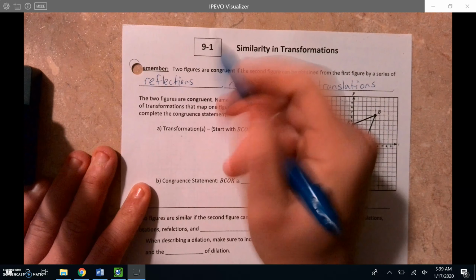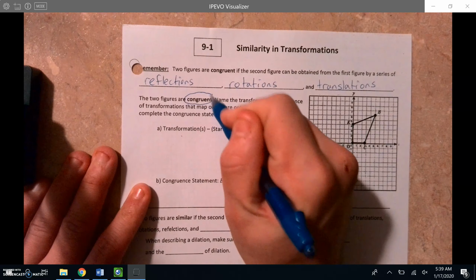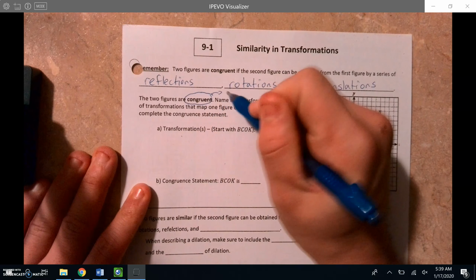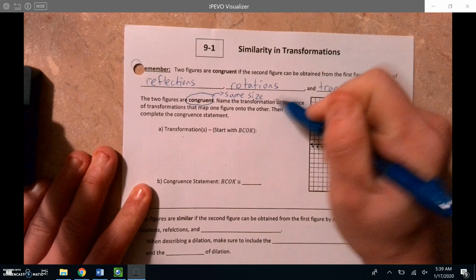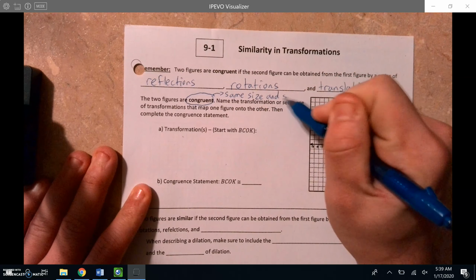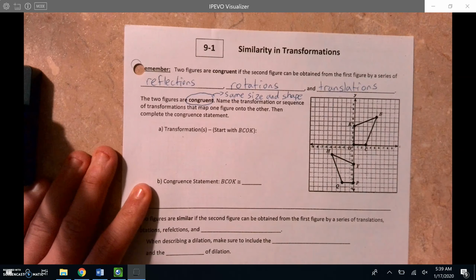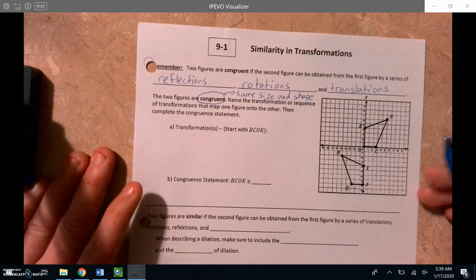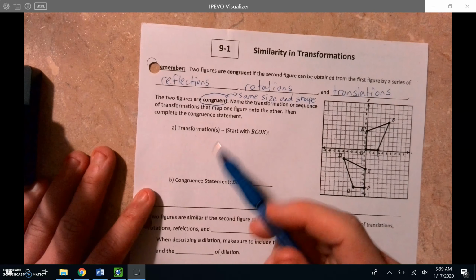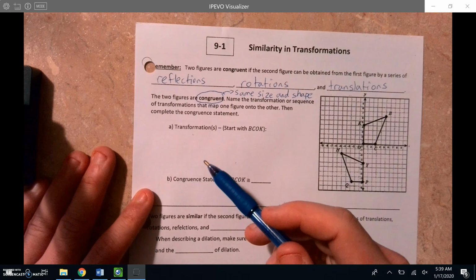If you remember, for two figures to be congruent, they need to have the same size and shape. They must look exactly the same. Nothing can change about the size or the shape. So, take a second before I go on. Pause the video if you would like.